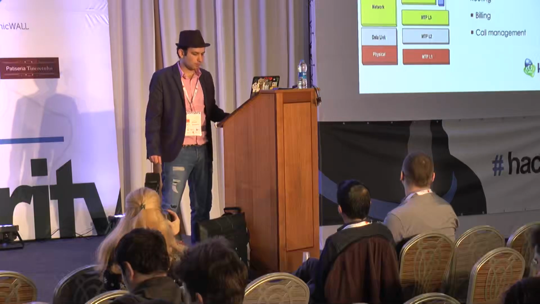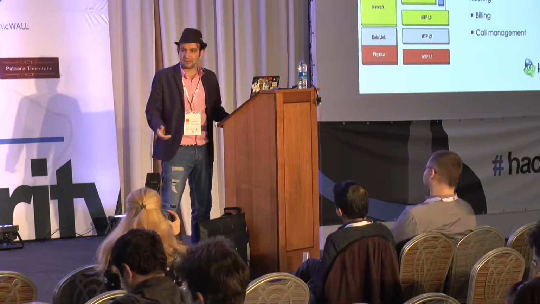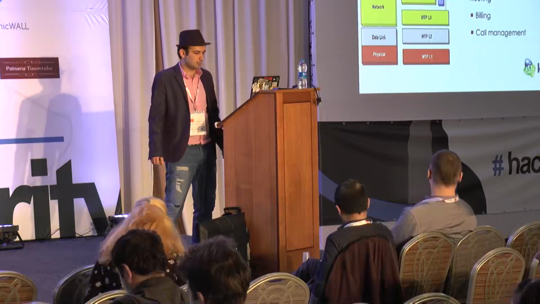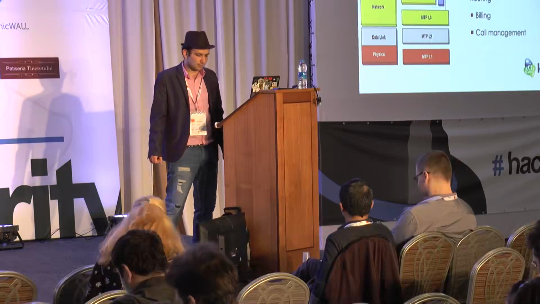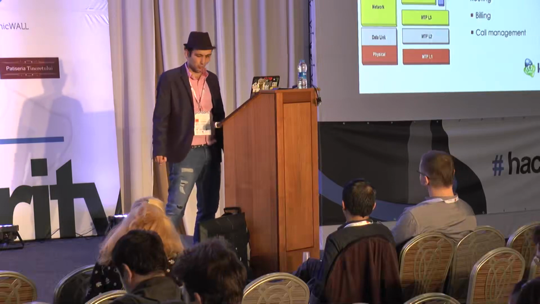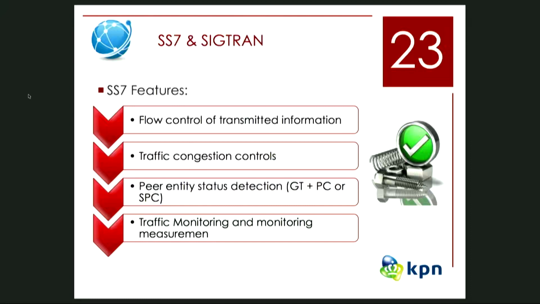SS7 consists of the following parts: the message transport part, MTP1, MTP2, and 3 for the physical part of the protocol, the signaling control part known as SCCP, the transaction capabilities application part known as TCAP, the telephony user part known as TUP, and the ISDN user part known as ISUP. Some of the SS7 features include flow and control of transmitted information, traffic congestion control, peer identity status detection, traffic monitoring and monitoring measurement.